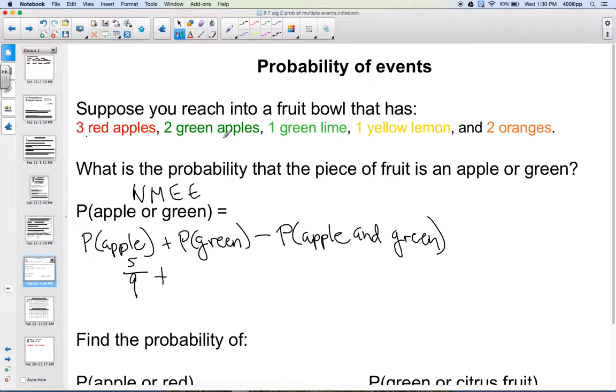Plus, how many green fruits? We have 2 plus a 1, that's 3 out of 9. Minus how many apples that are green? 2 out of the 9 because there's 2 green apples. 5 plus 3 is an 8, and 8 minus 2 is 6 out of 9, which we can reduce. We could take a 3 out of both and get 2/3 here.